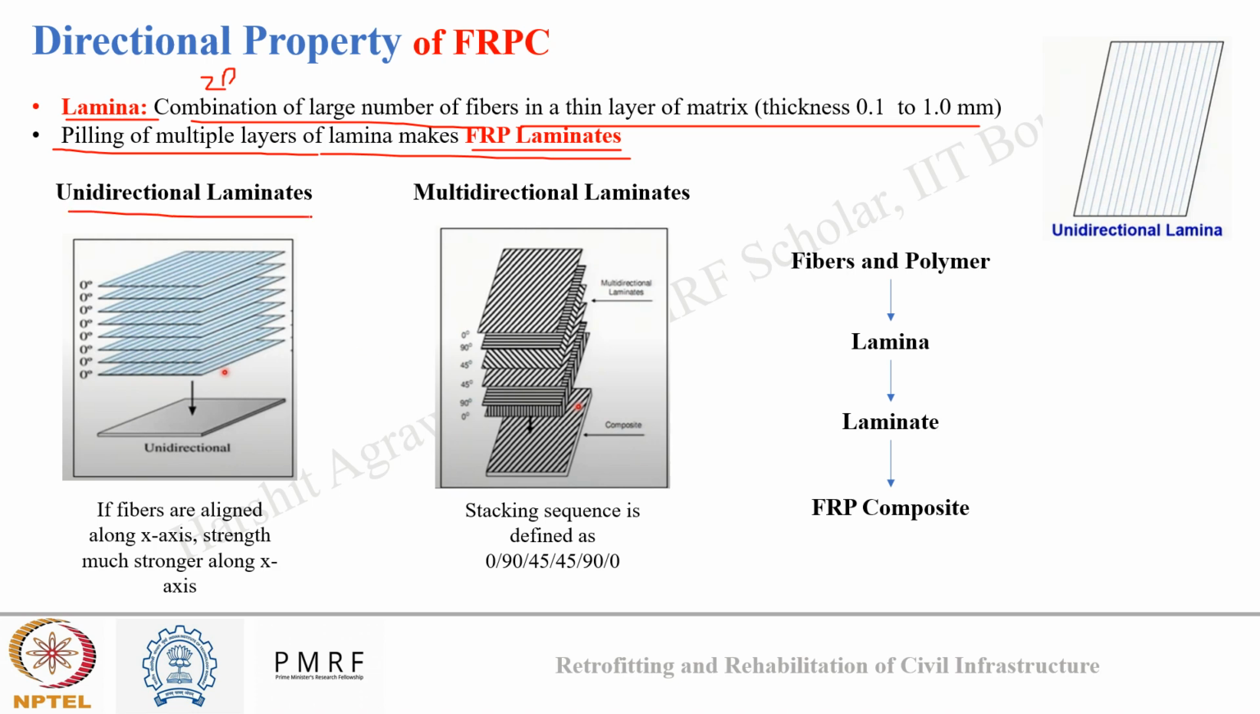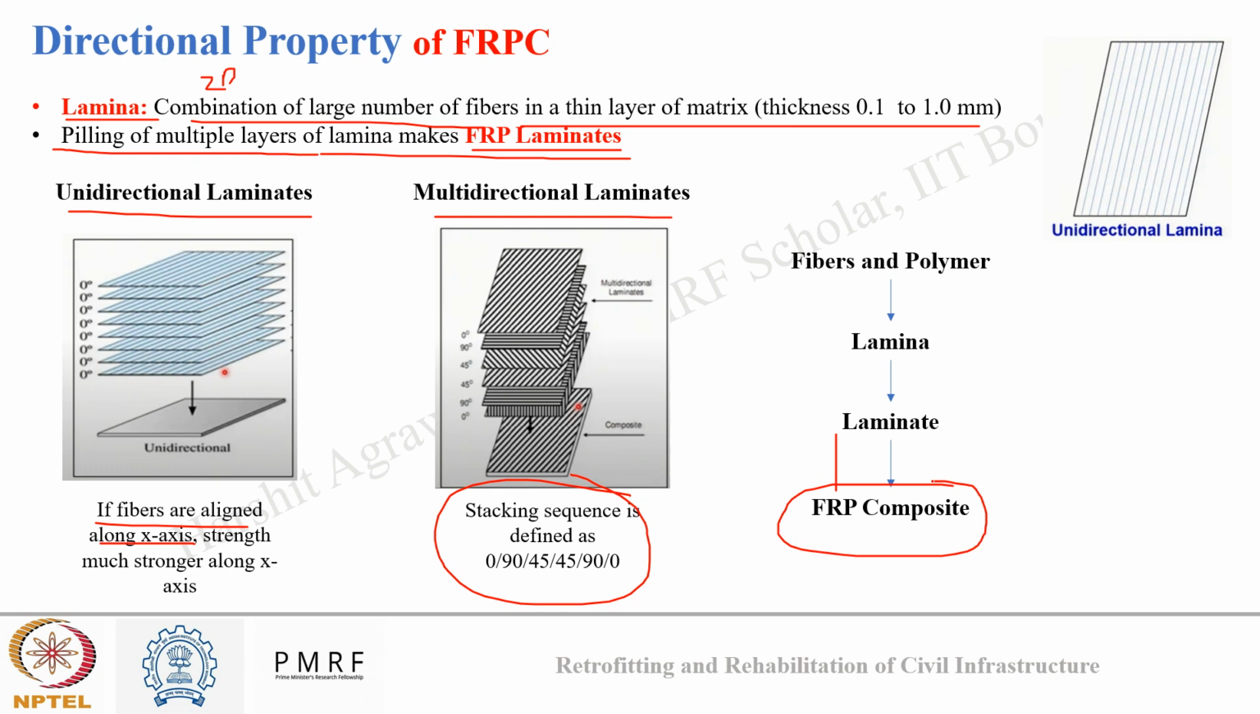It can be a unidirectional laminate or a multidirectional laminate. In the unidirectional laminate, all fibers are aligned along the x-axis, so the strength will be maximum along the x-axis. In multidirectional laminates, there is a sequence of stacking in which I can dictate how much strength I need in each direction, and I can thereby form a multidirectional laminate. And once I stack laminates over each other, I will form an FRP composite.